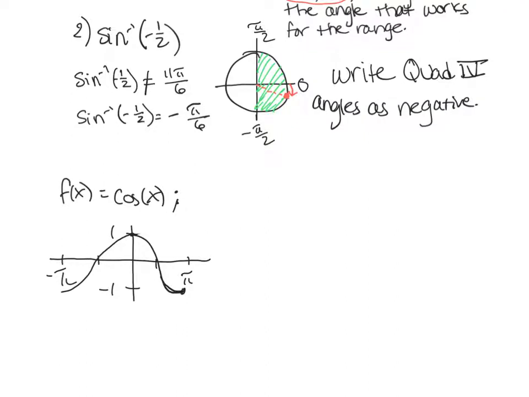Okay. So what we have right here is our cosine graph. But if we were to do the horizontal line test on this, that's not going to work. So we're going to erase this piece of it.